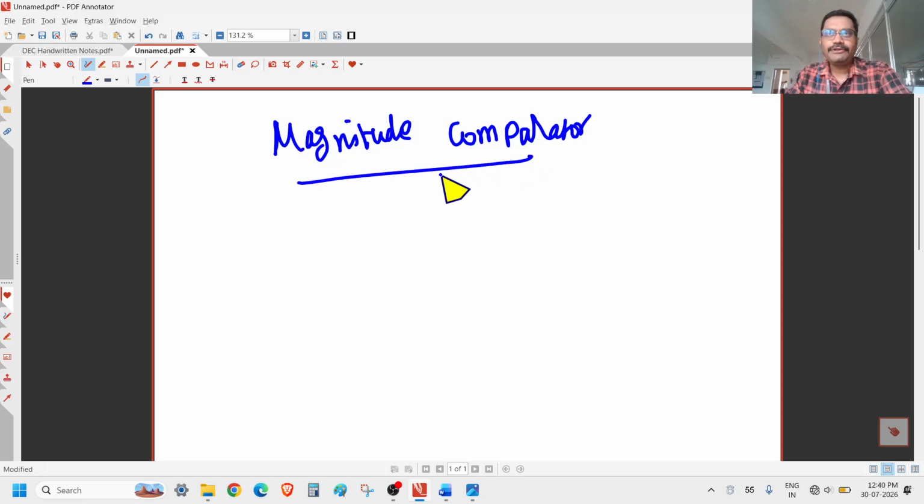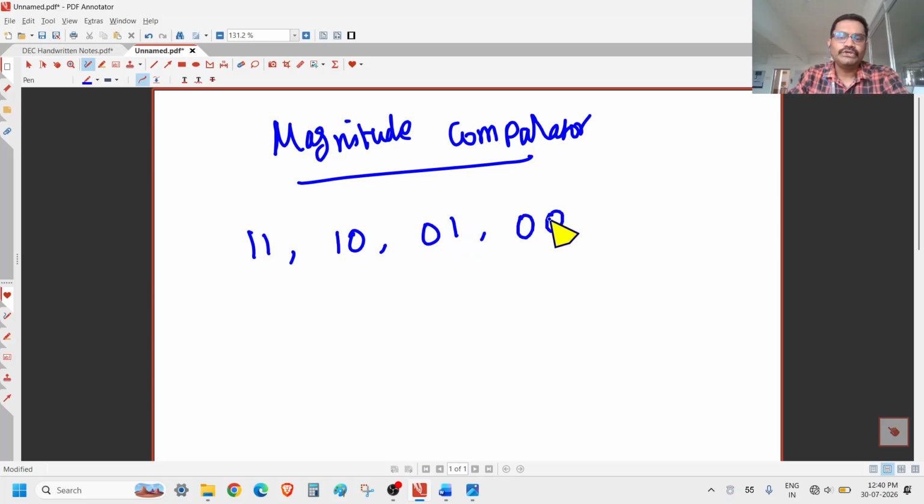Actually, a magnitude comparator is a combinational logic circuit which compares the inputs' magnitude and delivers the output. Magnitude means the weight of the input. Depending on that principle, the highest magnitude is 1 1, after that 1 0, after that 0 1, and after that 0 0. So this is the order from highest to lowest magnitude. 1 1 has the highest priority and 0 0 has the lowest priority of magnitude.